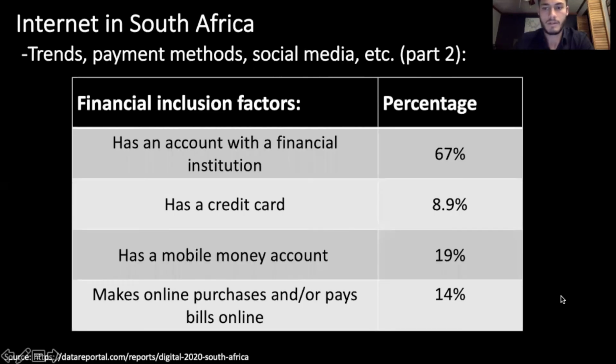Some more trends that I'll talk about now are financial inclusion factors. So one of the financial inclusion factors is having an account with a financial institution, and of the population of South Africa, 67% of them do have an account with a financial institution. 8.9% of them have a credit card, 19% have mobile money accounts, and 14% make online purchases and or pay bills online. So as these numbers continue to grow and grow, the digitalization in South Africa will continue to become more powerful and penetrate more.